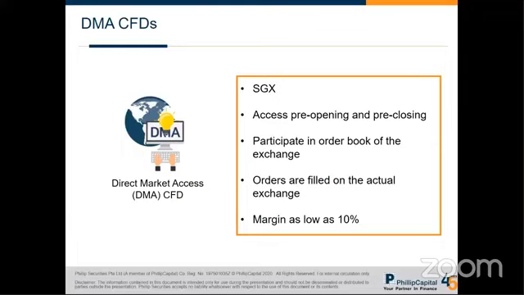Whereas for CFD, you can participate during the market open time, market hours. So you can participate in the order book of the exchange. Your orders will be reflected on this exchange order book. So you can use the market depth to check your orders. Your order will be filled based on the actual exchange transactions. So for example, if you're buying 1,000 shares of DBS, it will be reflected directly on the exchange order book. The margin is the same 10% for the index linked shares, such as DBS, these big names.